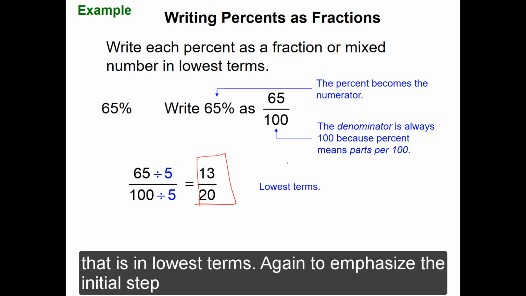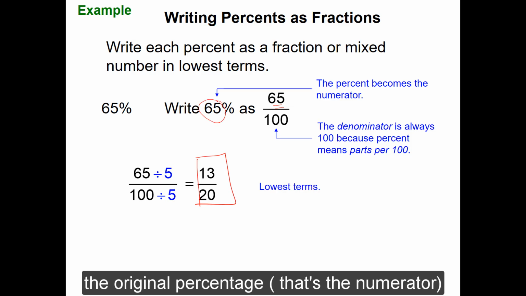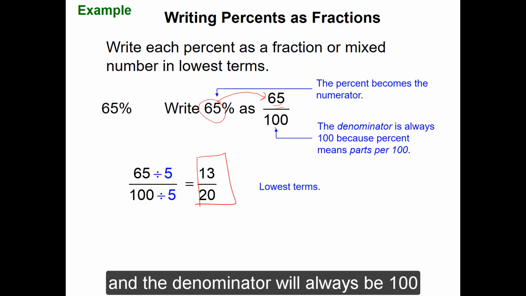Again, to emphasize the initial step, the 65 is the original percentage, that's the numerator. The denominator will always be 100.